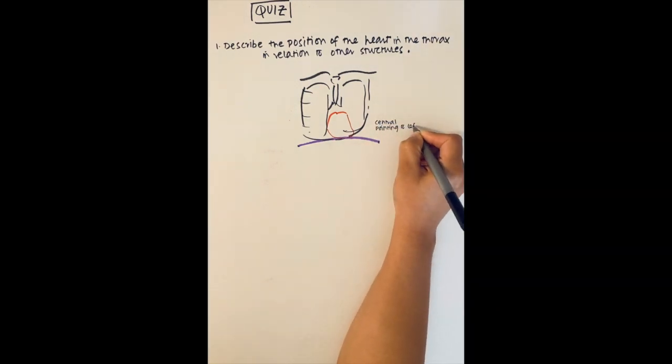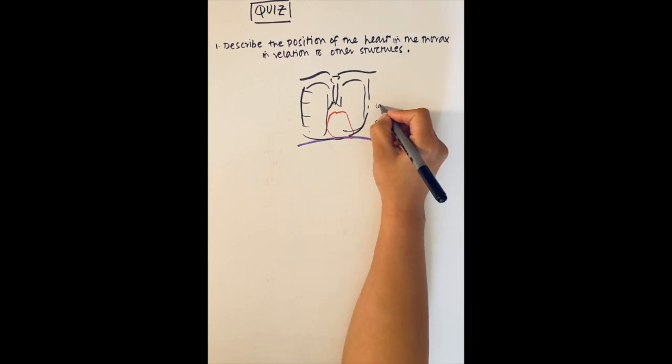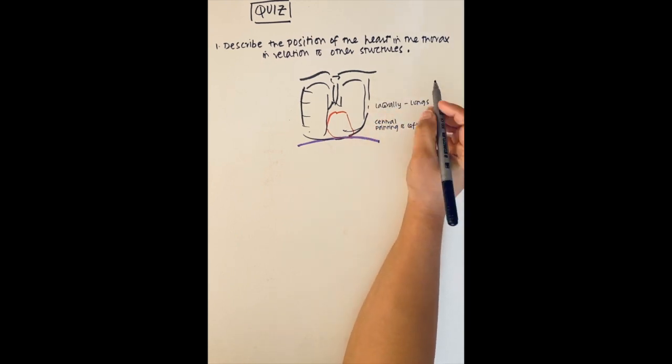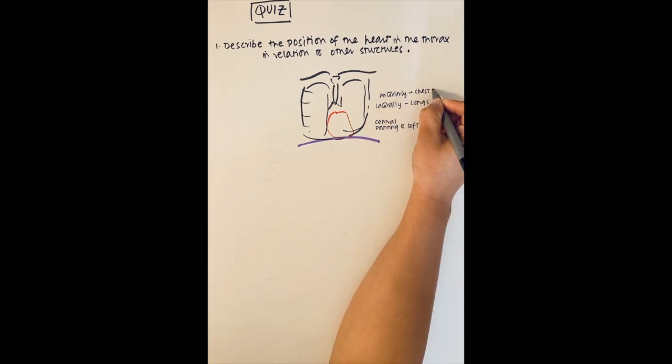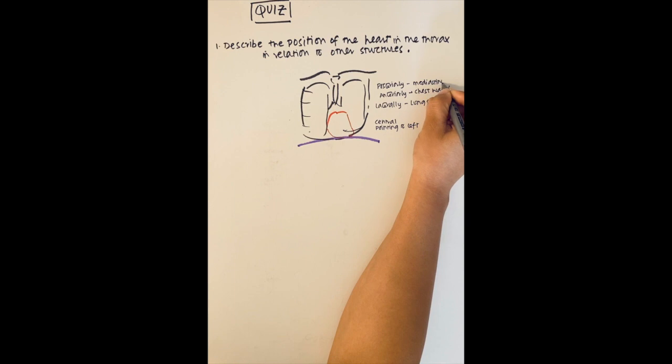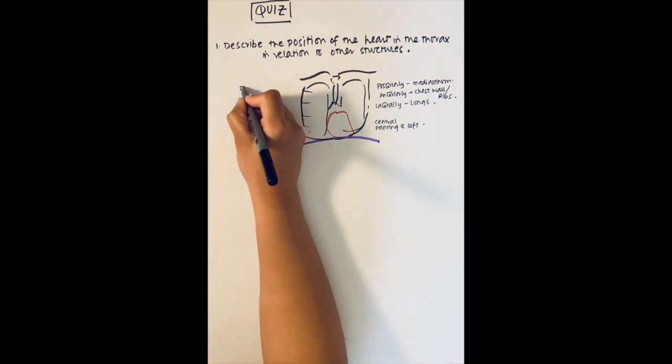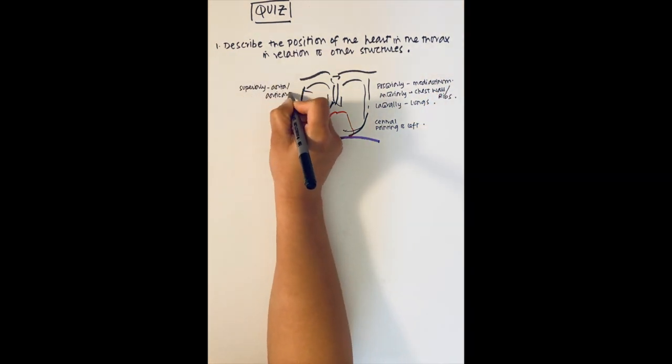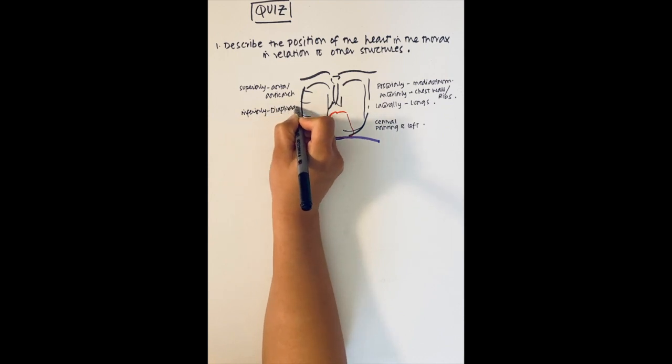The heart is a central organ. It's more towards the left than it is to the right. On either side you have the lungs. In front of it is the anterior chest wall. Behind it is the descending aorta or the mediastinum. Above it you have the aortic arch, and below you have the diaphragm.